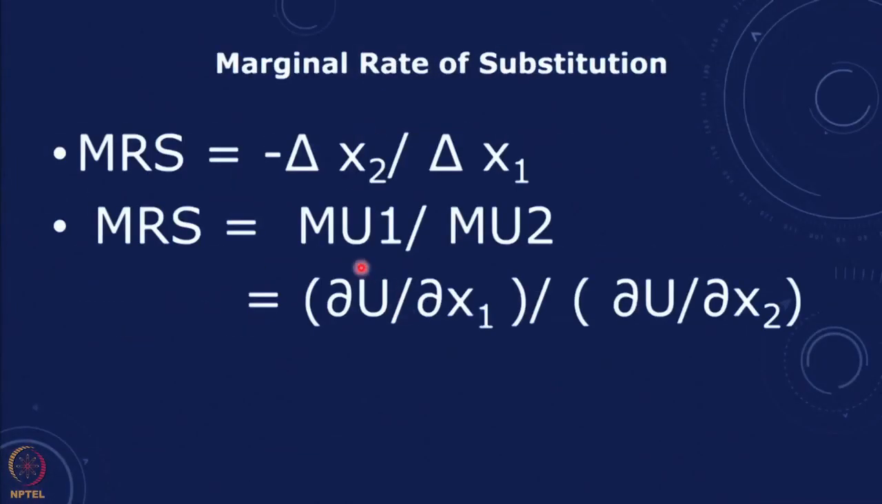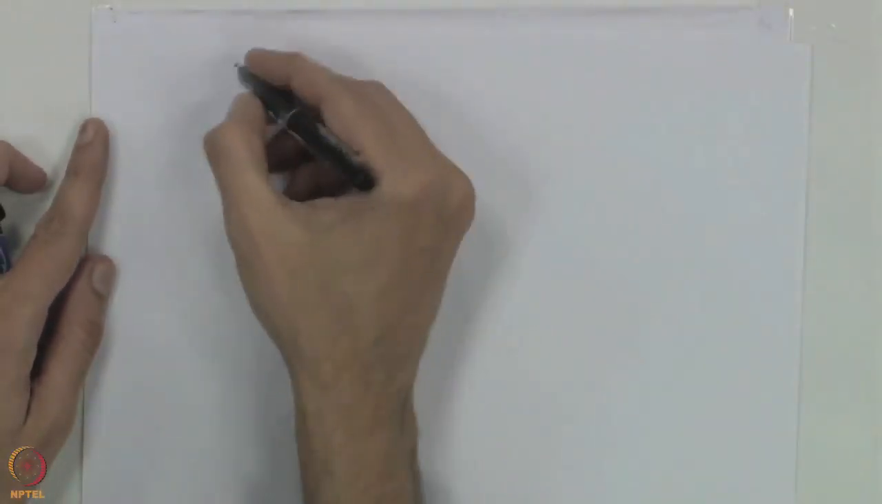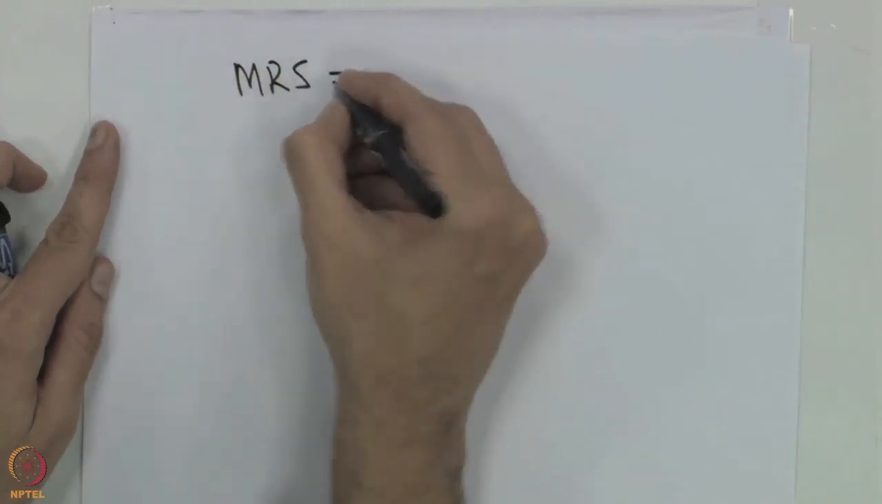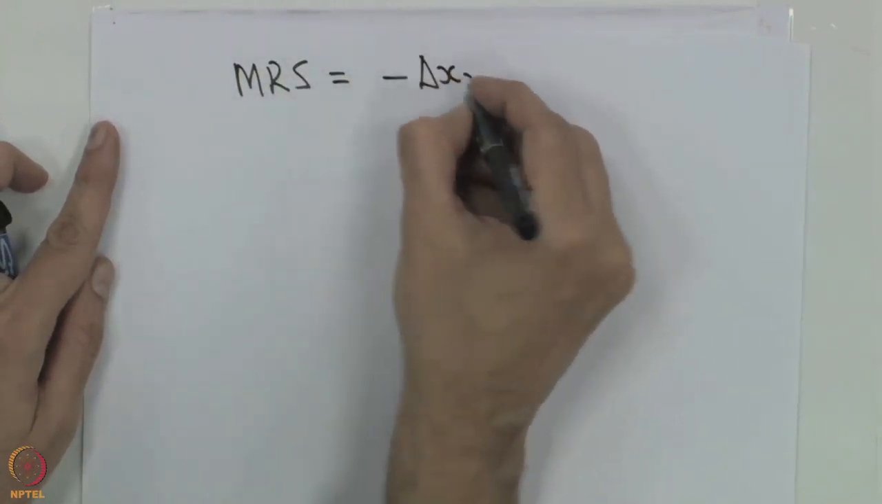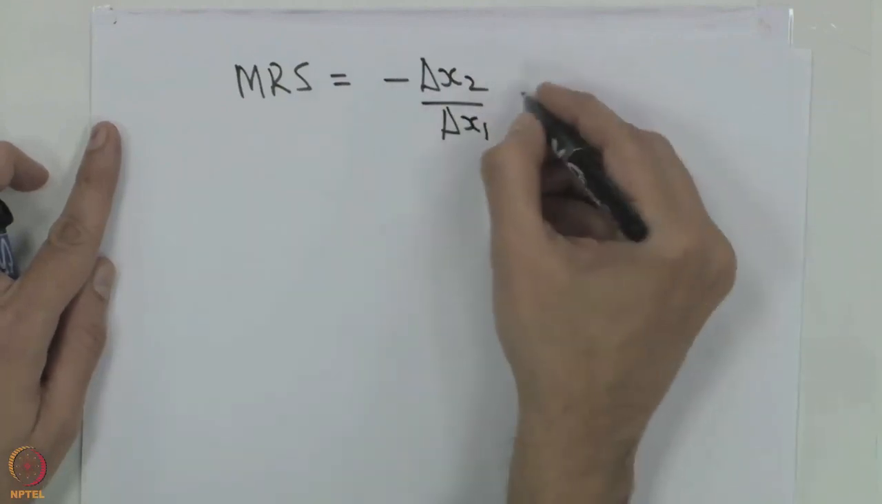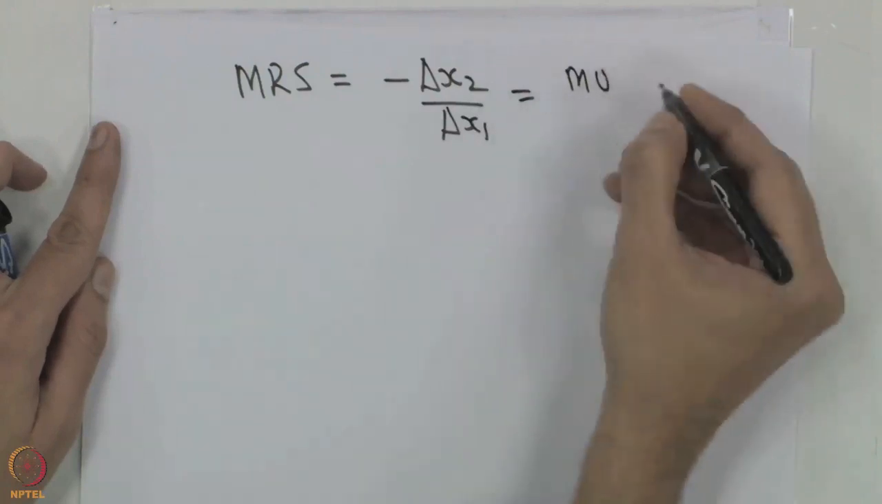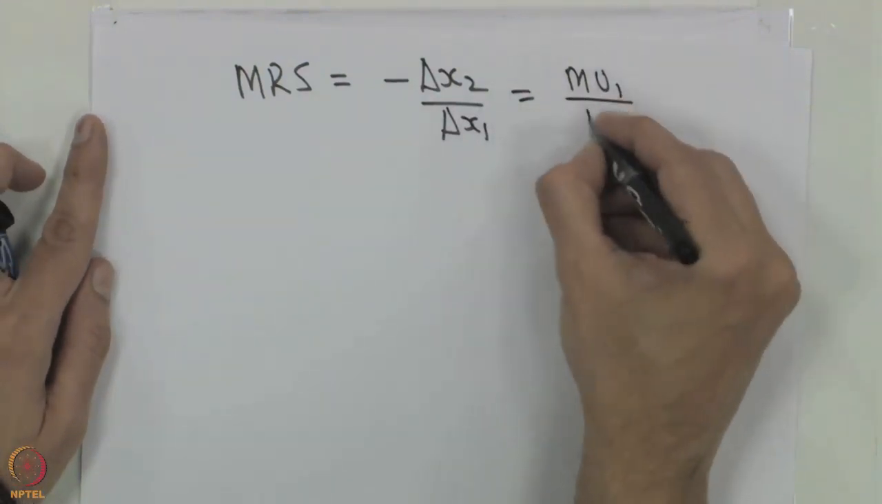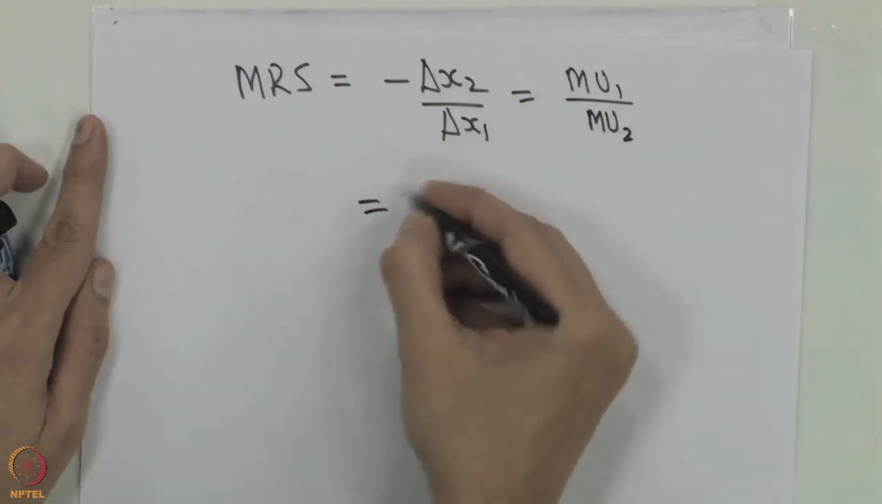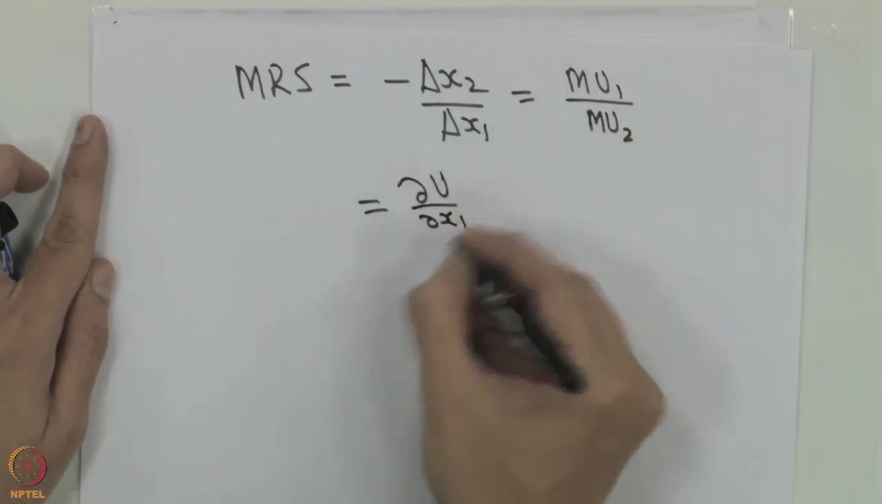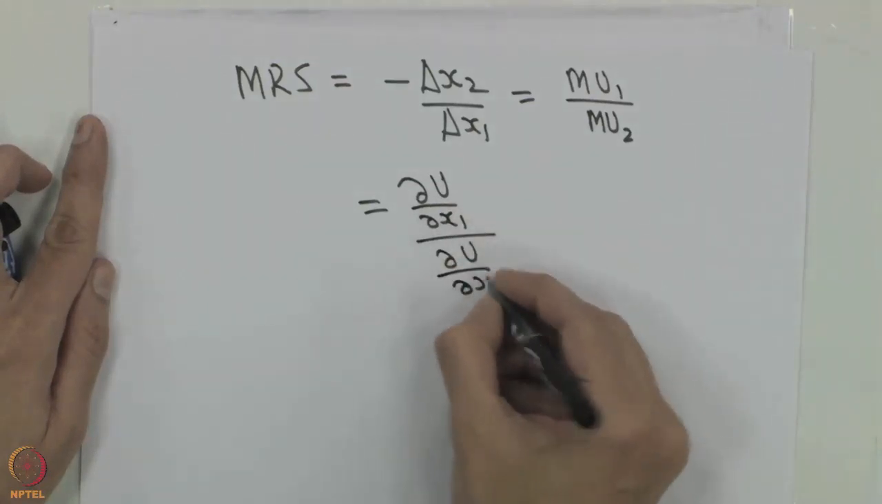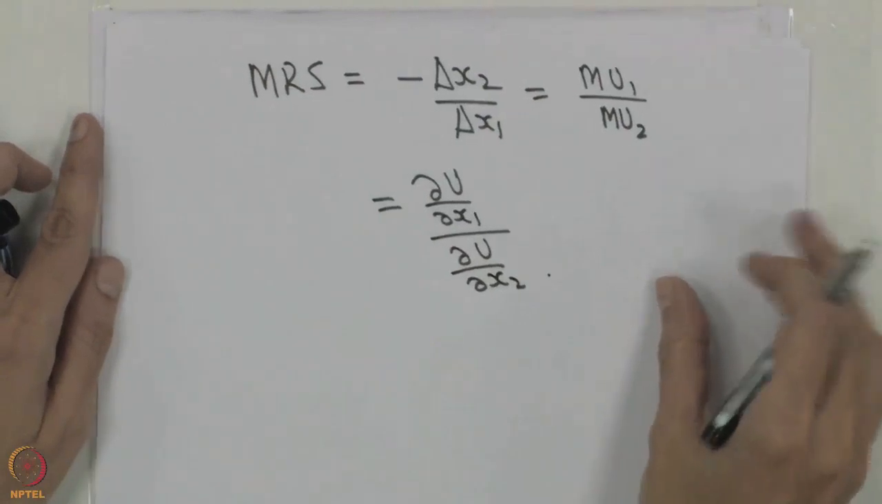marginal rate of substitution. The marginal rate of substitution is how much of x we give up if we move along the utility curve and have a change where the utility remains constant. Then this will be minus delta x2 by delta x1, and this will be marginal utility of 1 by marginal utility of 2. This is going to be equal to del u by del x1 by del u by del x2. So, this is the marginal rate of substitution.